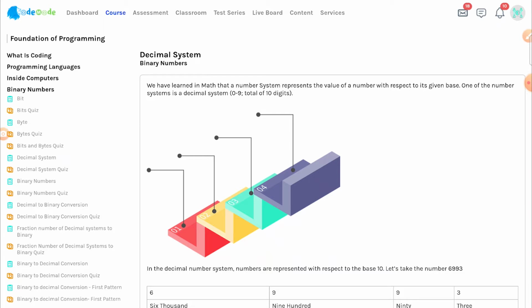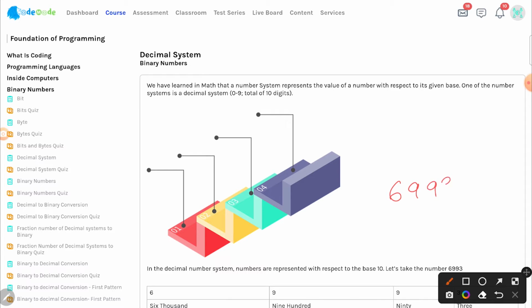In order to understand binary number system, I want to do a quick refresher class on decimal system. And we all have learned this in our basic math. When you represent a number in basic math, in the decimal system, we have numbers from 0 to 9, and every number that we write is a combination of 0 to 9. Let me write down my college roll number. It used to be 6993. As you can see, all the numbers here are between 0 and 9. The number 6 or 9, 9 and 3.